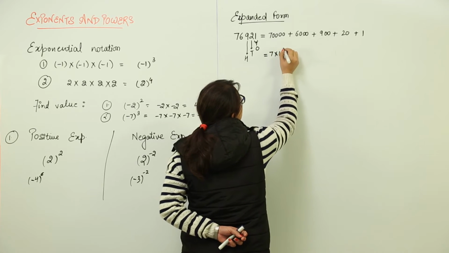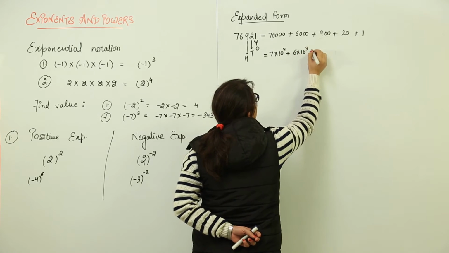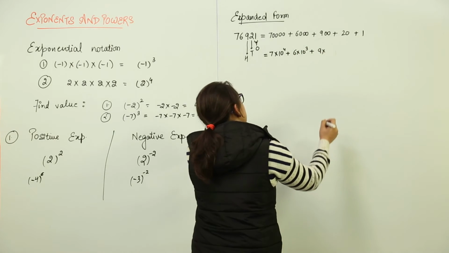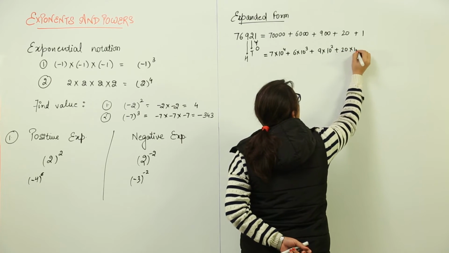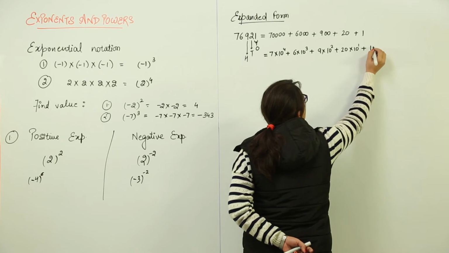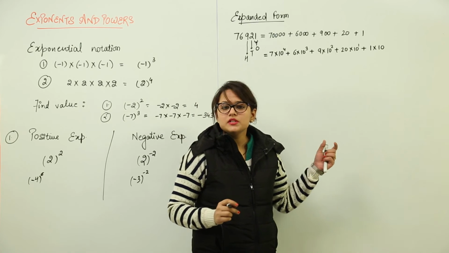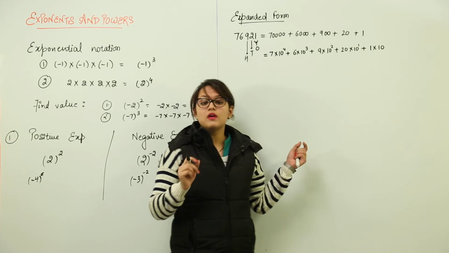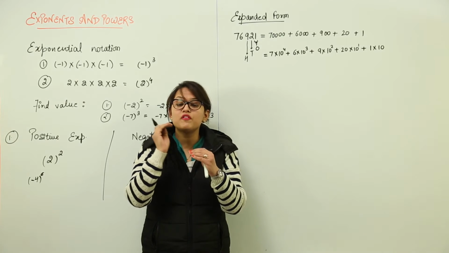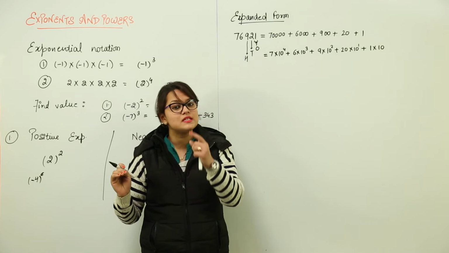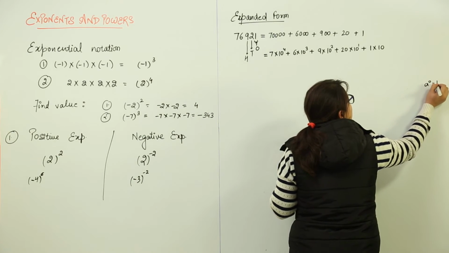7 into 10 raised to power 4 plus 6 into 10 raised to power 3 plus 9 into 10 raised to power 2 and 20 into 10 raised to power 1 plus 1 into, now what would come over here? See, when nothing is written, the power on the base would have been what? It would have been 0. Why? Because anything raised to power 0 is equal to 1.